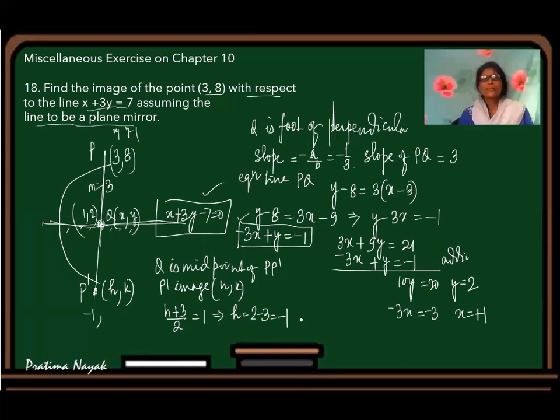Next coming to y. So (k + 8)/2 = 2. So k is equal to how much? Minus 4. So this is your image. So the image will be which one? (-1, -4).